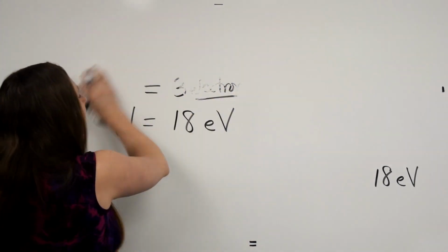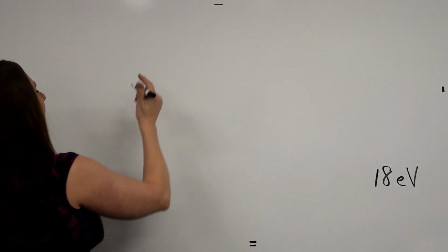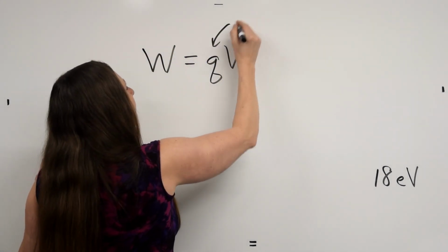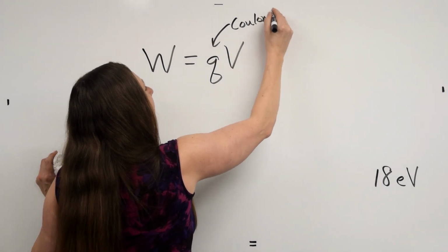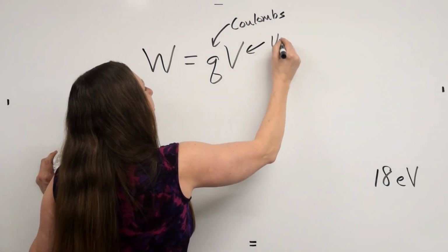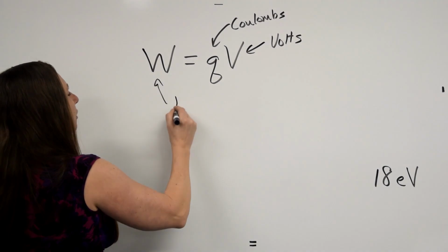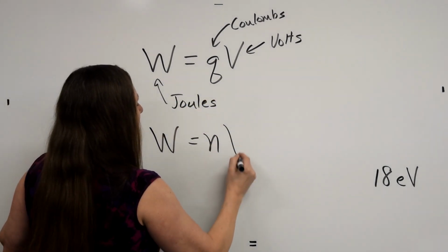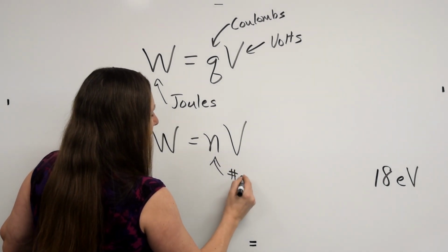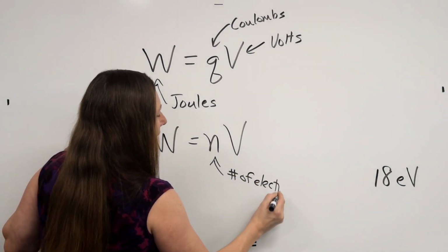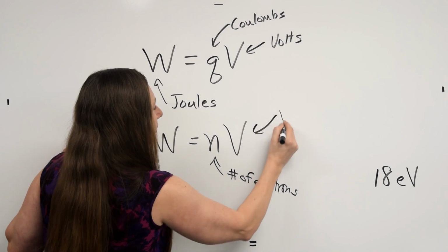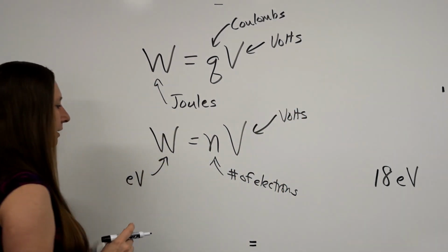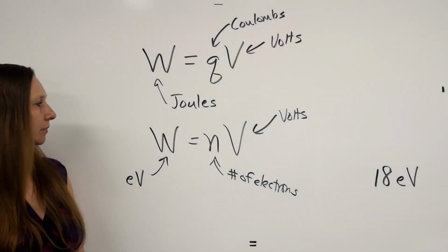Remember, this is what you really, really want to remember. W equals Q times V. If you put in coulombs and volts, you're going to get joules. If you put in the number of electrons and volts, logically you're going to get electron volts.